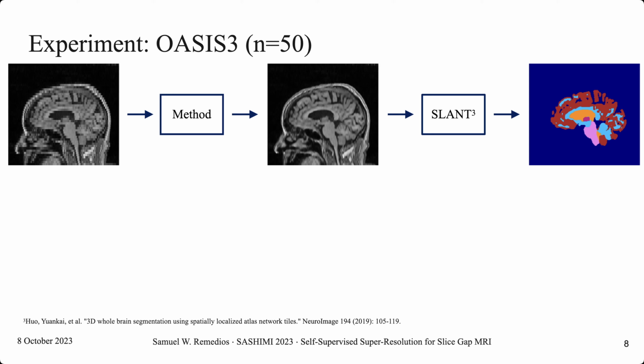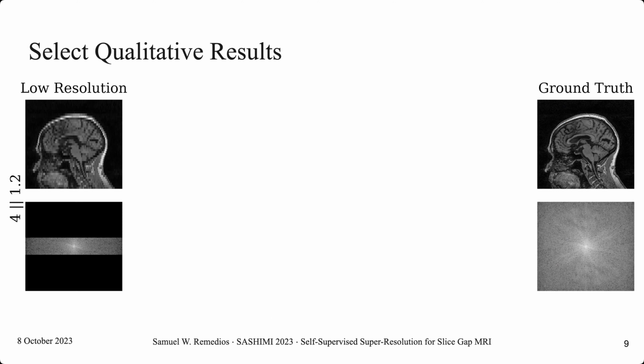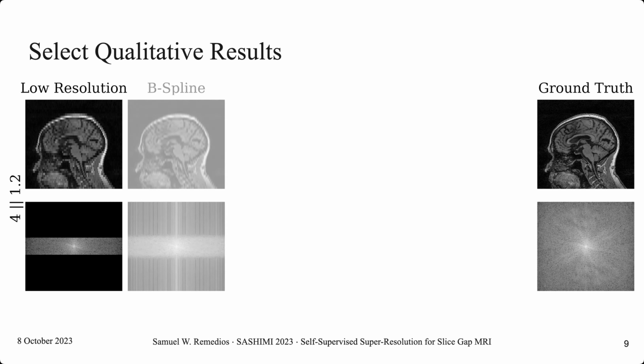To get some quantitative measures, we can now run our ground truth isotropic image through SLANT as well. And now we can compare the signal recovery between the super resolved and the true volumes, as well as the consistency of the downstream task with the Dice score coefficient. Let's take a look at the qualitative results first. On the far left here, we have a mid-sagittal slice of a representative subject at 4-skip-1.2. The top row is the image domain, and the bottom row is a log scale Fourier magnitude. The far right shows the ground truth.